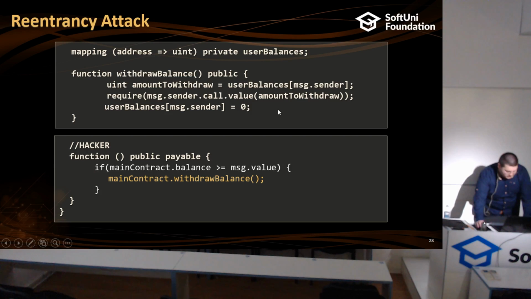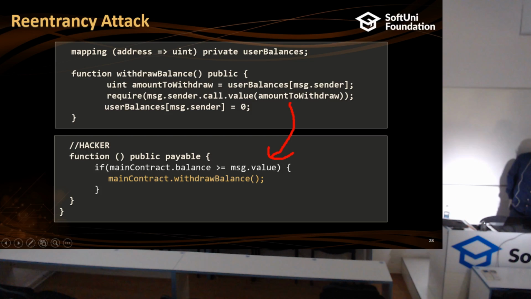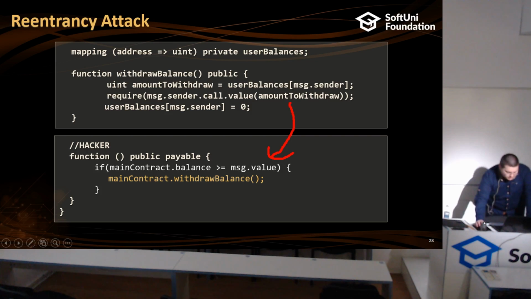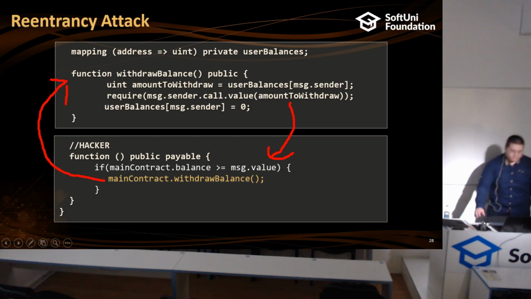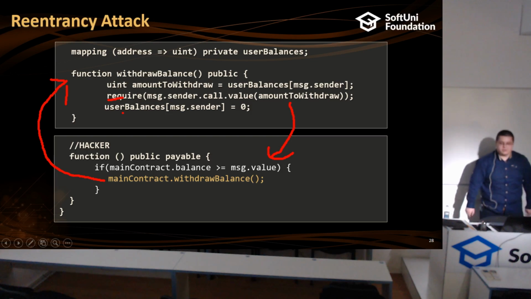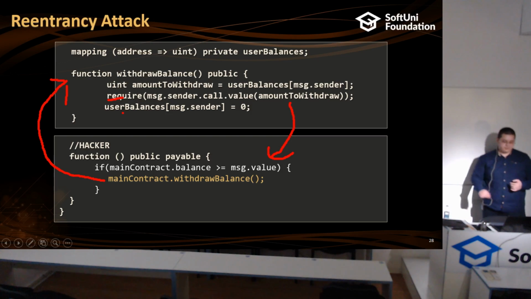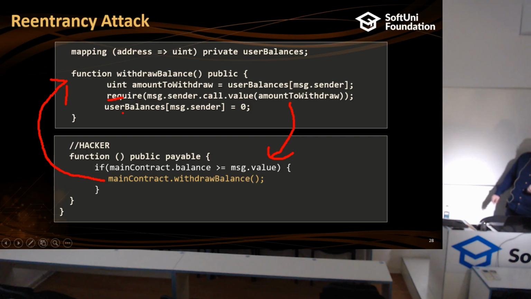So in reality, what happened is that this function here gave money, and because the hacker had no other functions but an anonymous function, this anonymous function was executed, and it went to execute withdraw balance again. So this line executed withdraw balance again, and again we are only here. So we have never reduced the balance of the user to 0. This becomes recursive, so the hacker can drain the entire value of the main contract.